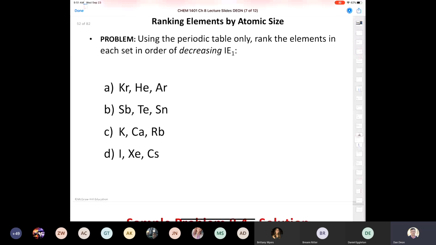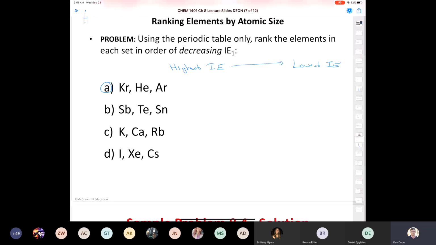We've got krypton, helium, and argon. What do these elements all have in common? I know you know the answer, but I'll just double check. It's nice to know that somebody's out there listening. What do these guys all have in common? They're all what? Yeah, thanks, Aurora. They're all noble gases, right?